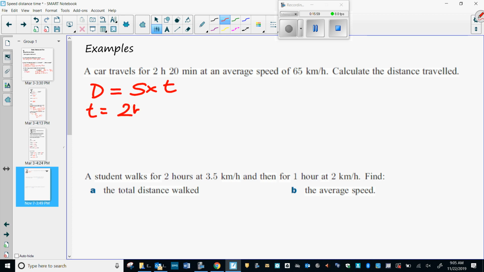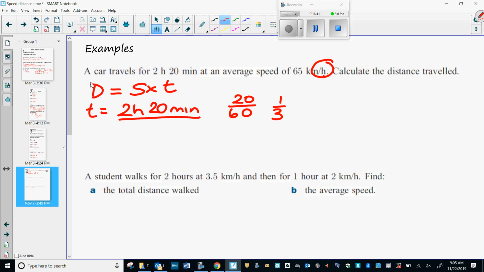My time, however, is at the moment 2 hours 20 minutes. So I have a mixture of hours and minutes. In order to use distance equals speed multiplied by time, I need to make sure I am just in hours. So you need to know how to change 2 hours 20 minutes into just hours. Do we know how to do that? Divide 20 by 60. So 20 divided by 60 is 1/3. So I've got 2 and 1/3 hours.